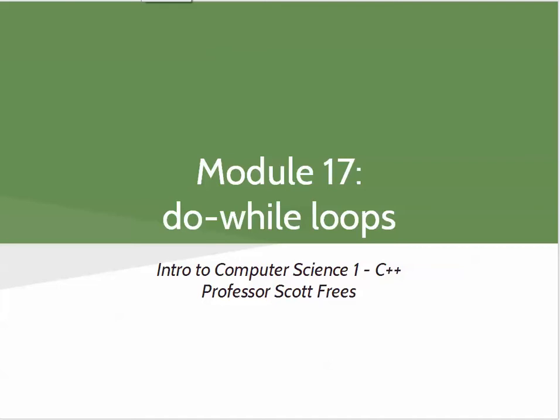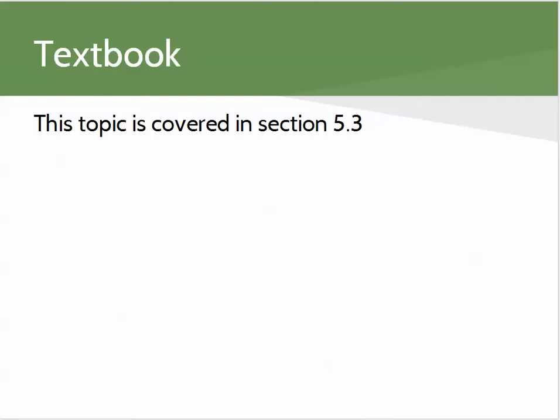All right, this is Module 17. We're going to be covering do-while loops. This is a continuation of last module's topics when we started looking at loops, being able to repeat the same set of statements or the same statement over and over again, controlled by a Boolean expression. So following along in the textbook, this is covered in section 5.3.